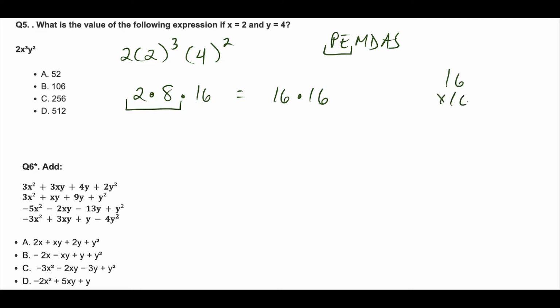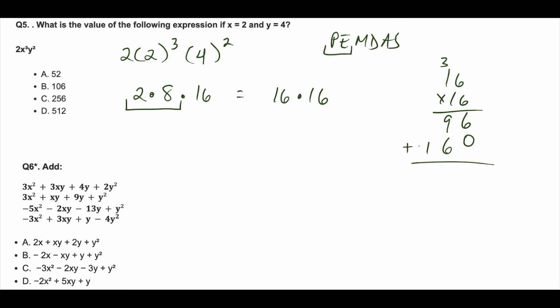And if you have your perfect squares memorized, awesome. Otherwise, just do the long multiplication. We have 6 times 6 is 36, and we carry a 3. 6 times 1 plus 3 is 9. And now we put a placeholder here. We have 1 times 6 is 6, and then 1 times 1 is 1.